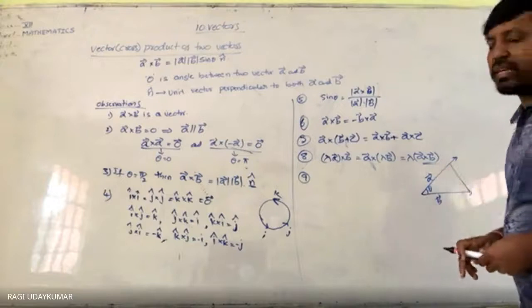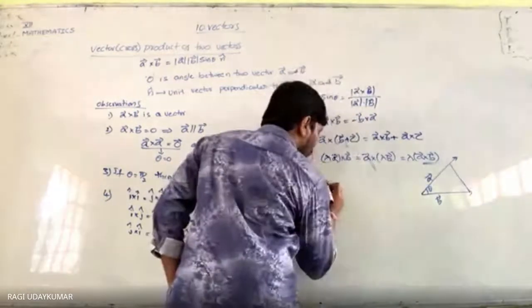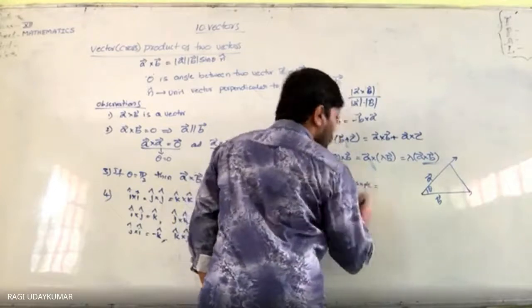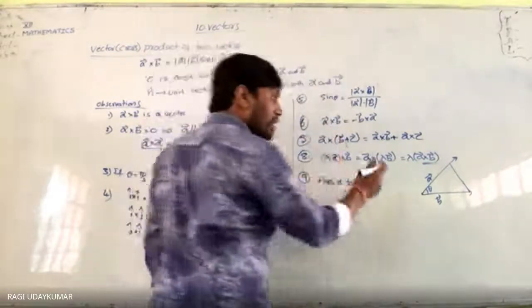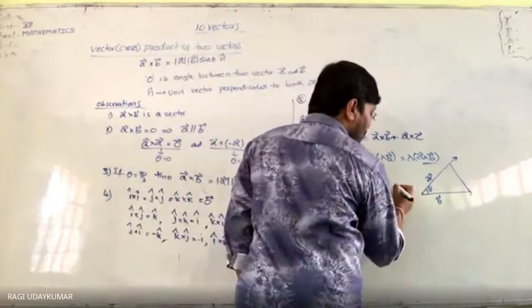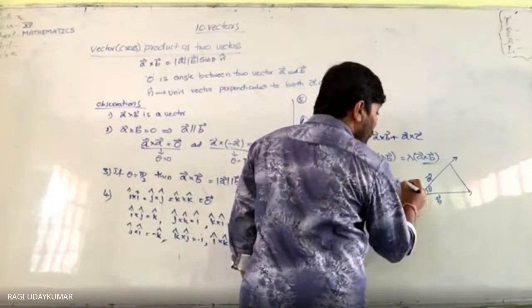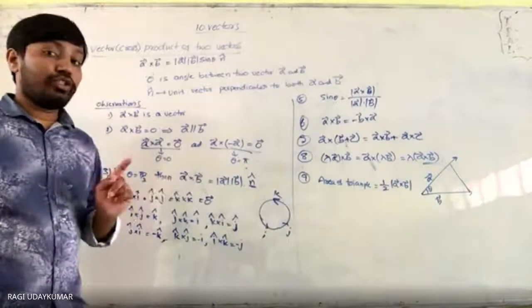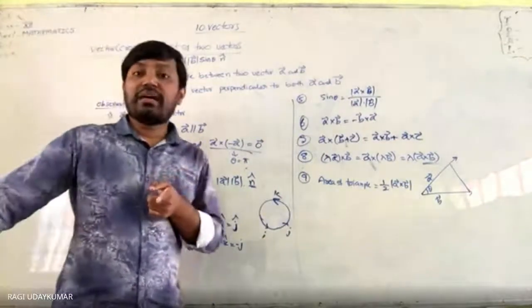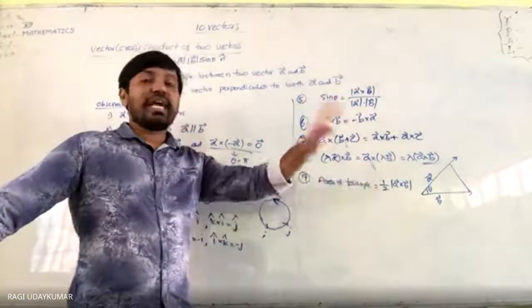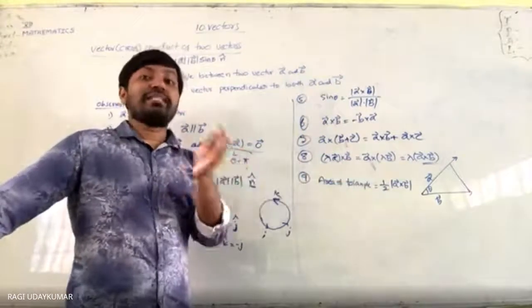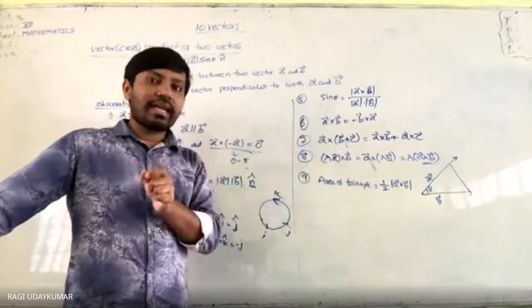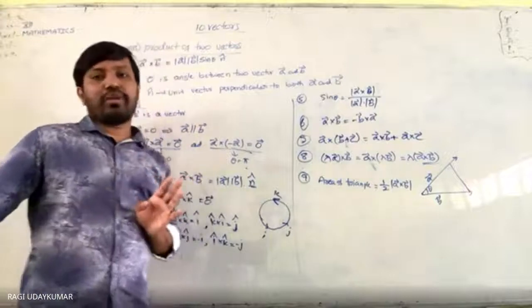Any two adjacent sides are given to you. Then in that case, the area of the triangle will be equal to half into base into height. In the same way, half into the magnitude of a bar cross b bar. Most students commit a mistake, writing half into a bar plus b bar. A bar plus b bar is a vector, but area is a scalar. Area of the triangle is a scalar. Please do remember that point here.